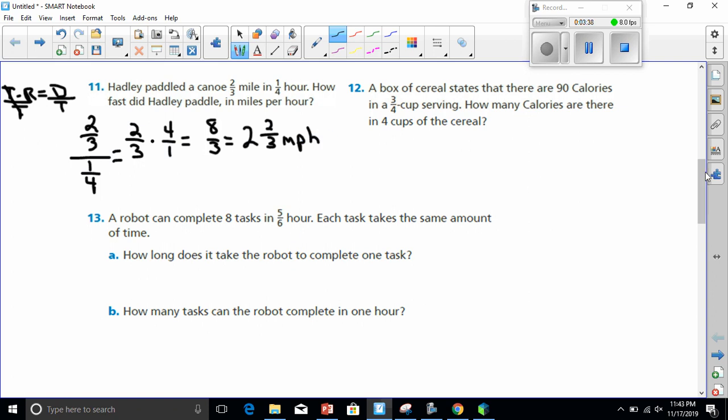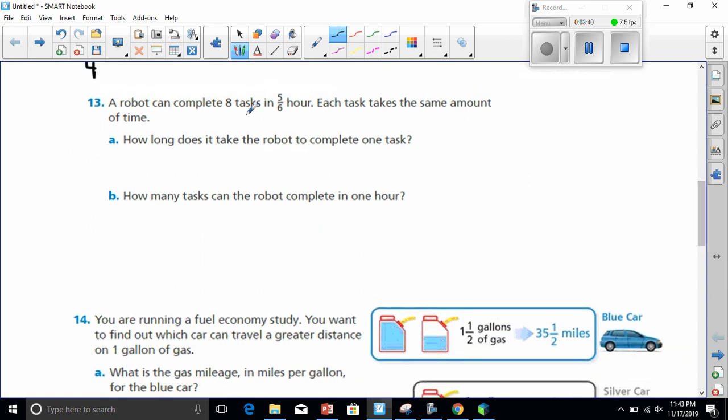Next says a robot can complete 8 tasks in 5/6 hours. Each task takes the same amount of time. How long does it take the robot to complete the task? Well, if he's making 8 tasks, that's the amount being divided by time. So it'd be 5/6. Well, 8 can be turned into 8/1 using KCF, and we'll be multiplying that to 6/5.